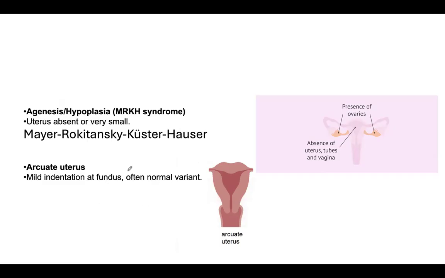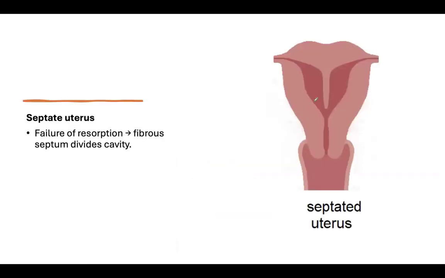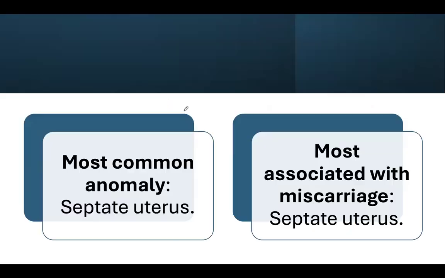Arcuate uterus has a mild indentation at the fundus, often a normal variant. Septate uterus is a failure of resorption, where a fibrous septum divides the cavity. Remember this: if the question asks the most common Müllerian duct anomaly, it is the septate uterus. The septate uterus is also the anomaly most associated with miscarriage. Both are very important.